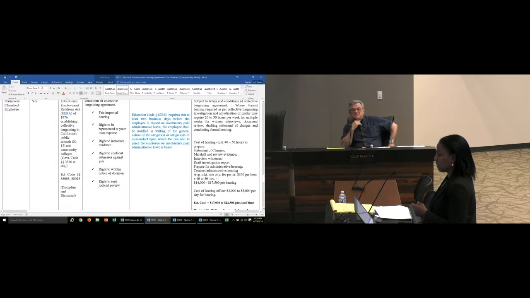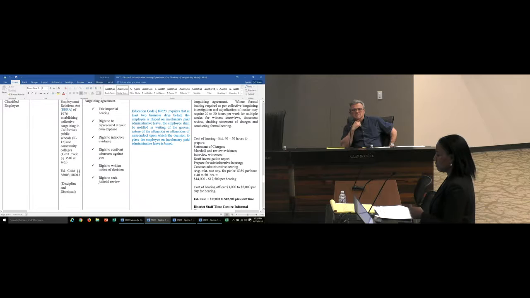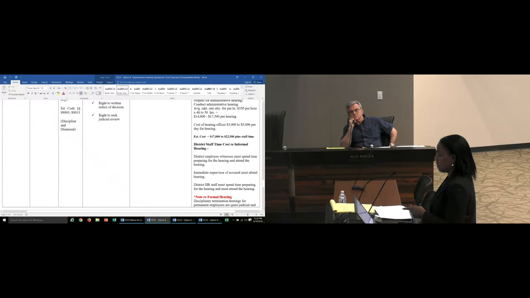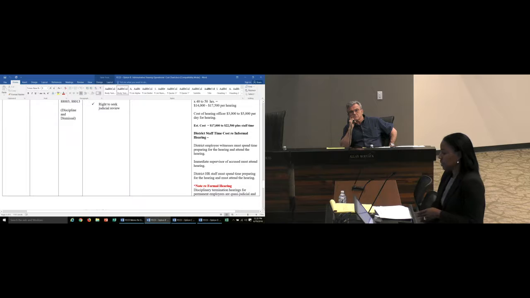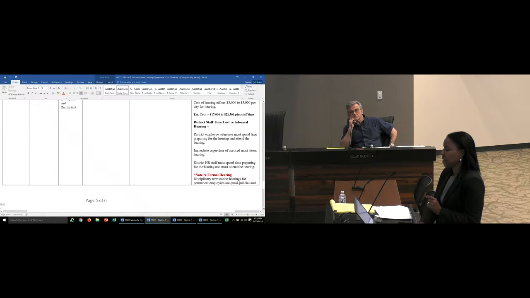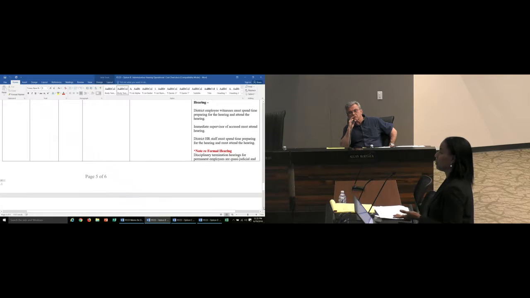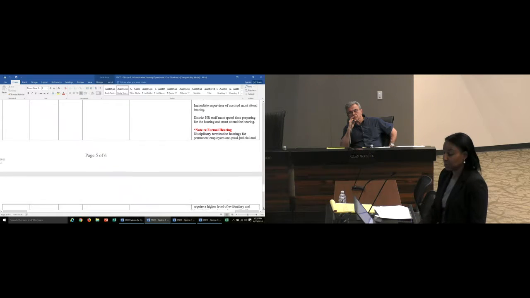revise. Permanent classified employee, there's the lowball estimate 20 to 30, the conservative 40 to 50 hours, and so you end up with the 17,000 to 22,500 plus staff time. If you are adding the outside hearing officer, that's a line item too, so you could see what that cost would be. And of course, you could also weigh what would the cost be if you had your own internal investigator or someone else to do the hearings as well.